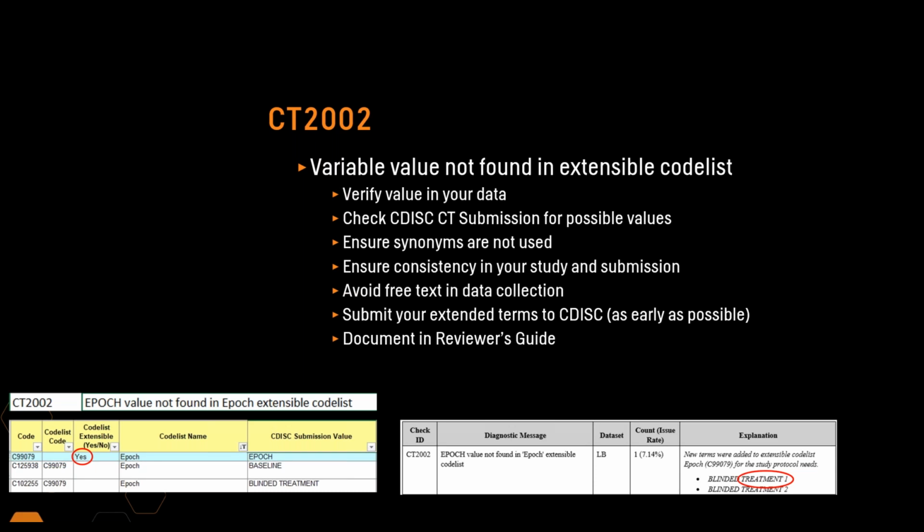So on the right, I give an example of how you should provide an explanation in the reviewer's guide. Here we state that the new terms were added to extensible code list epoch for the study protocol needs. And then we list the values: blinded treatment 1 and blinded treatment 2.